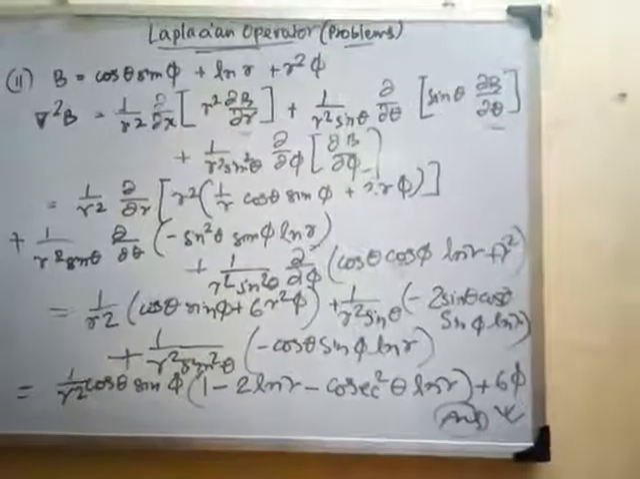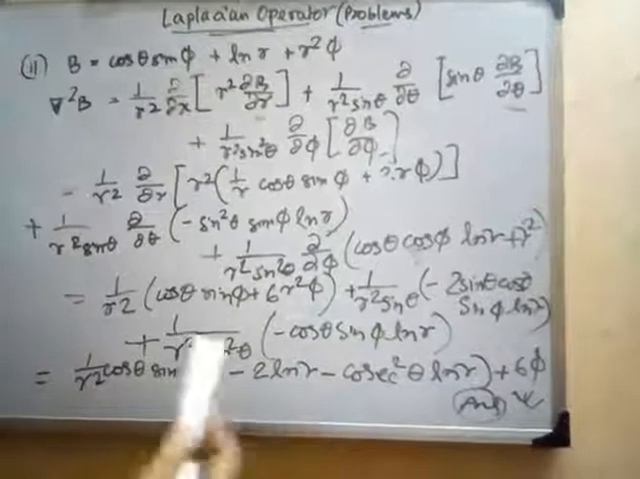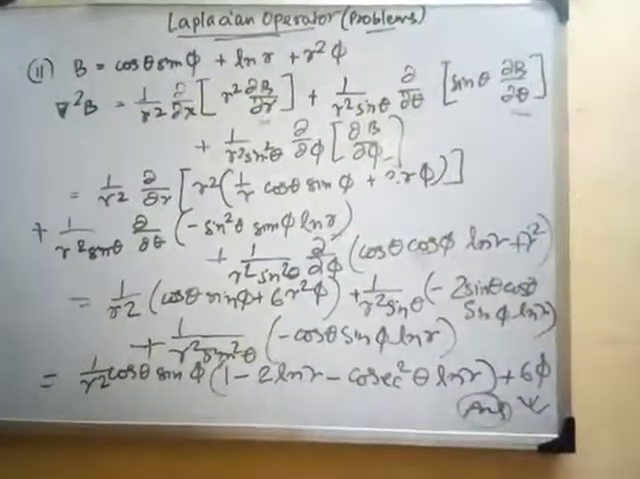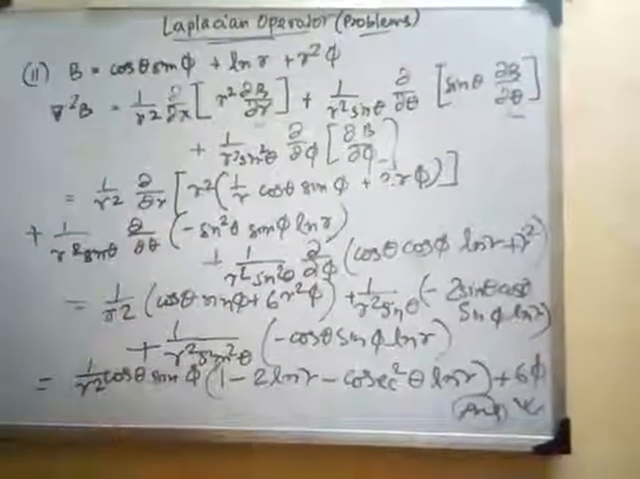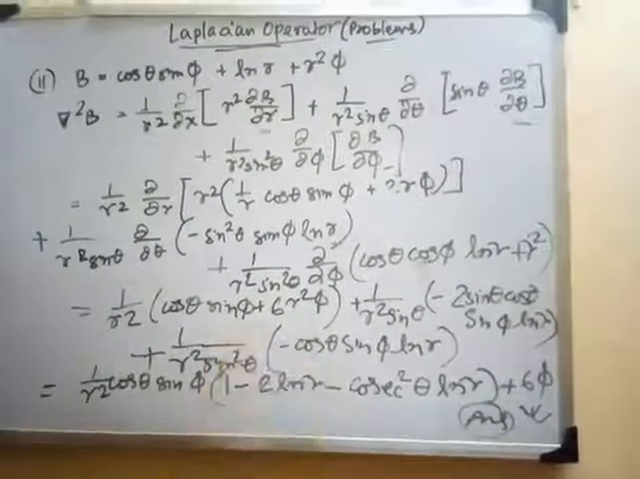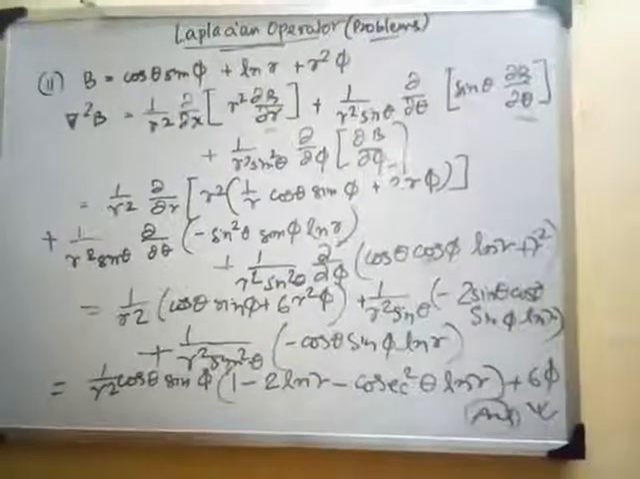This is the way you can solve problems on Laplacian operators. The problems are simple, just a little bit of calculation is required. We use the differentiation two times, and all other things are the same. So these are the example problems of Laplacian operators, right?